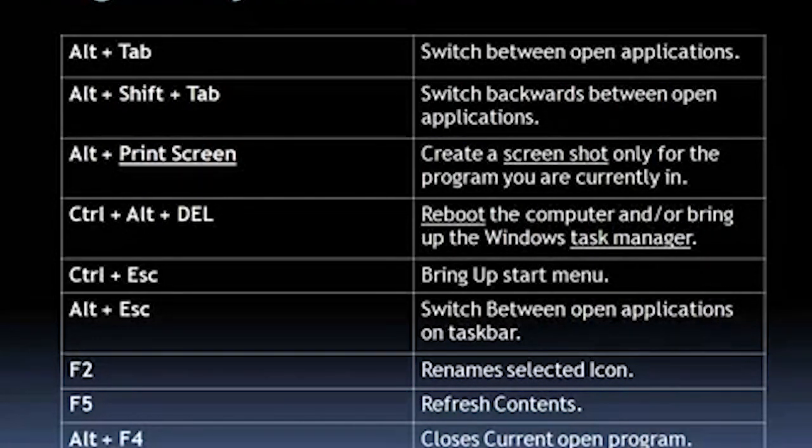Control Alt Delete is also known as the three-finger salute. Basically, it'll reboot the computer or bring up the Windows Task Manager. And from the Windows Task Manager, you can stop a process if your computer hangs or isn't responding. Control Escape brings up the Start menu. Alt Escape switches between open applications. F2 renames a selected icon or file. F5 refreshes the page if you're in Internet Explorer.